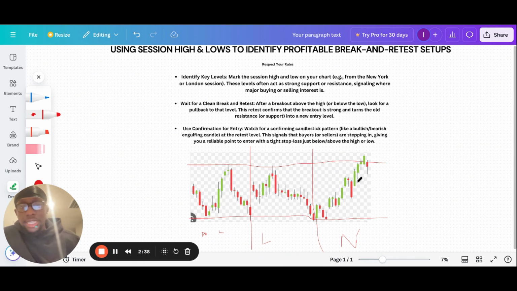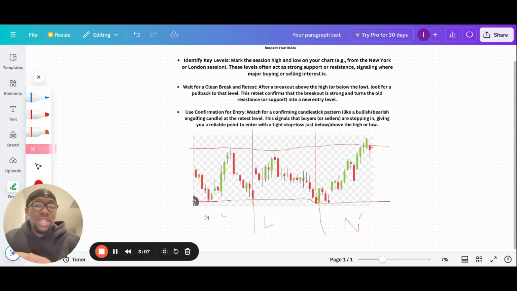And so let's say we marked out this high, right? And for our London session, it came and broke through, right? We will wait for it to retest, which is what it did right here. And let's say, okay, once it retests, we're gonna get our entry in right here because we predict it's gonna go to the upside, right? That's how you identify, and we'll get into the example next. Wait for a clean break and retest. So after a breakout above the high or below the low, you're gonna look for a pullback to that level.